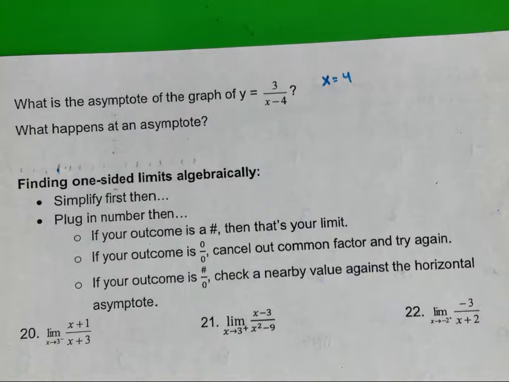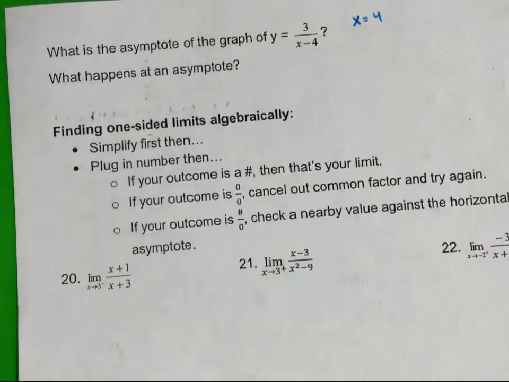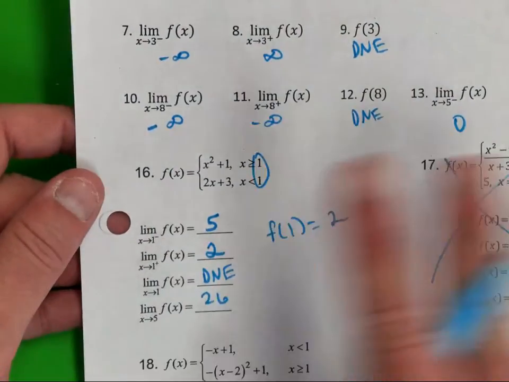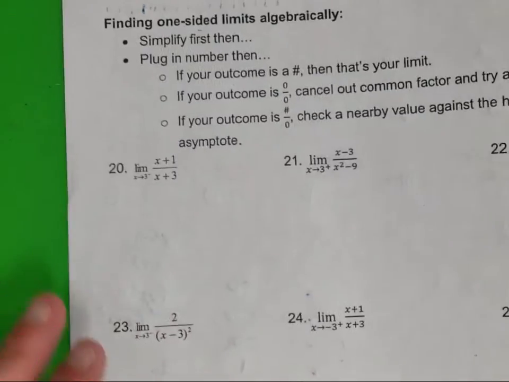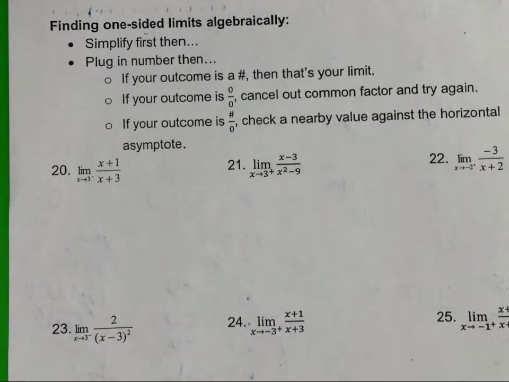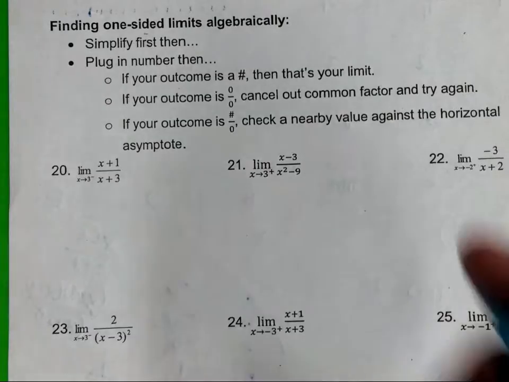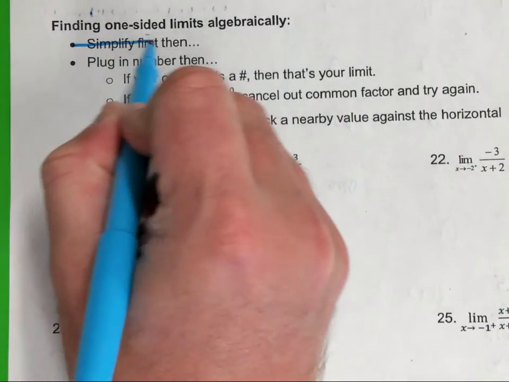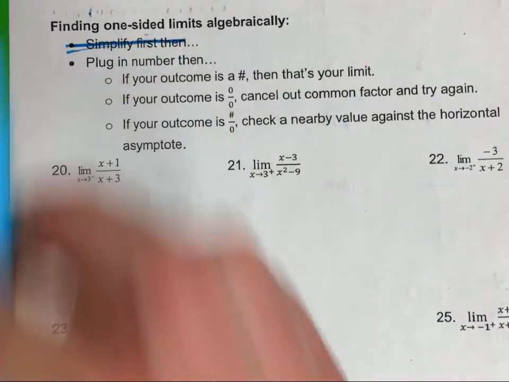Alright, now we're going to find one-sided limits algebraically. What we just did was piecewise. Now we're going to find one-sided limits algebraically. We're going to cross out something here, because Miss Hopper and I, after we typed these, said we didn't like this. So first, let's cancel that out.